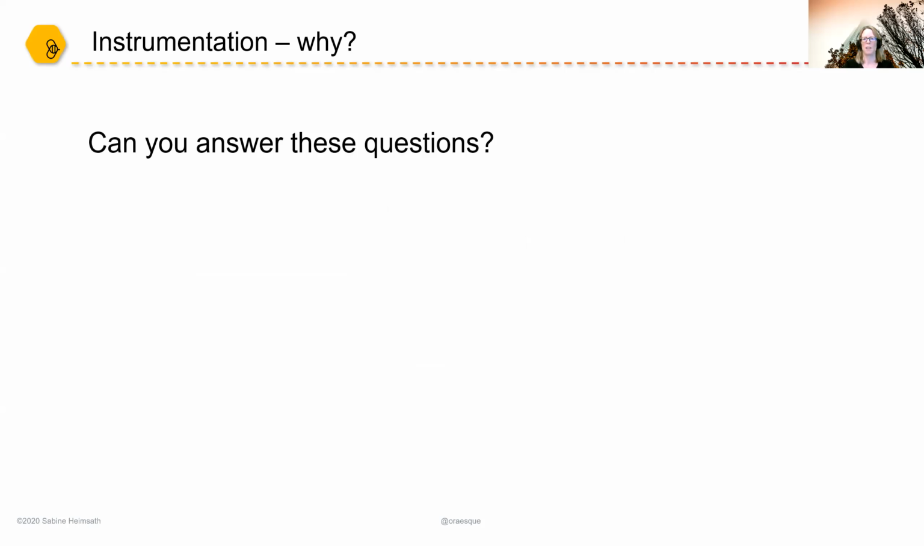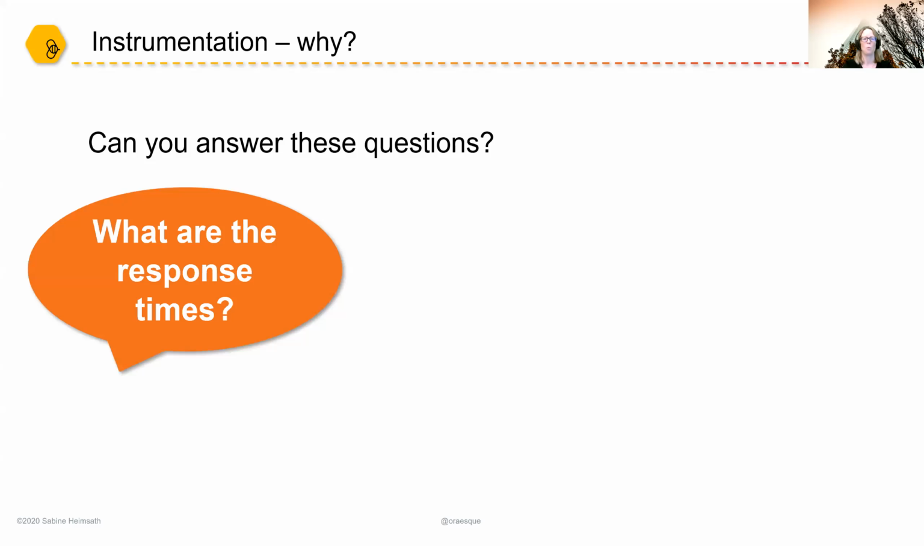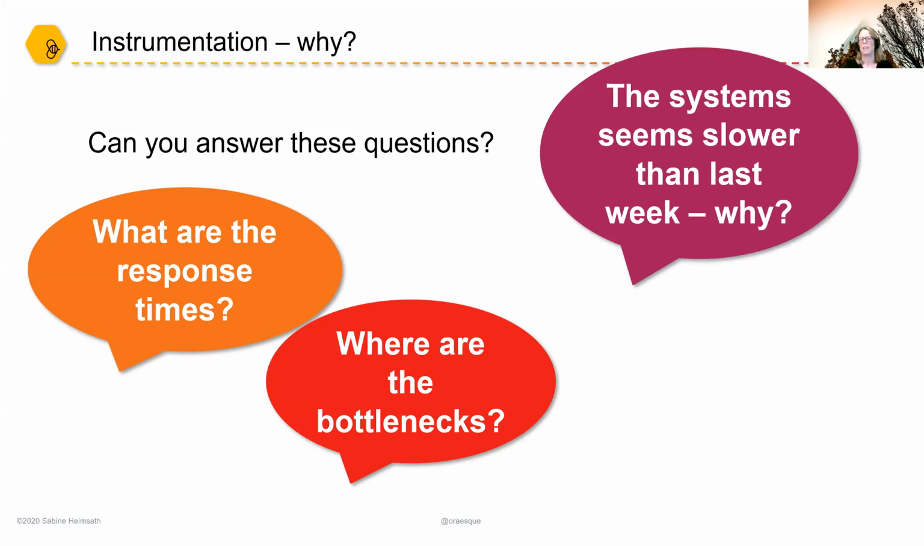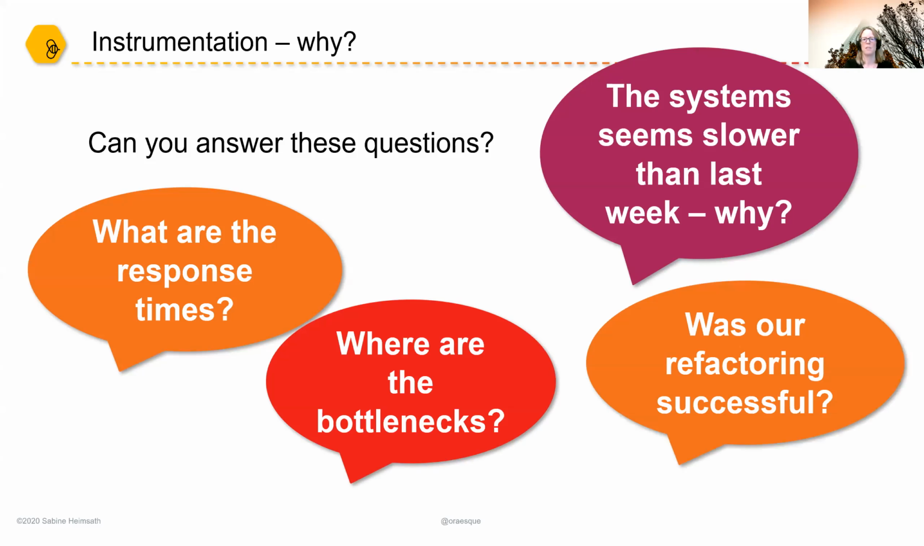So why should we actually instrument our code? Well, can you, from the top of your head, answer these questions? What are the response times of your system? Where are the bottlenecks? The system seems slower than last week. Why is it? And is it really slower, or does it just appear slower, or is it the database at all? Was our refactoring successful? Is the system running faster than before or not? Is it still doing the same things?